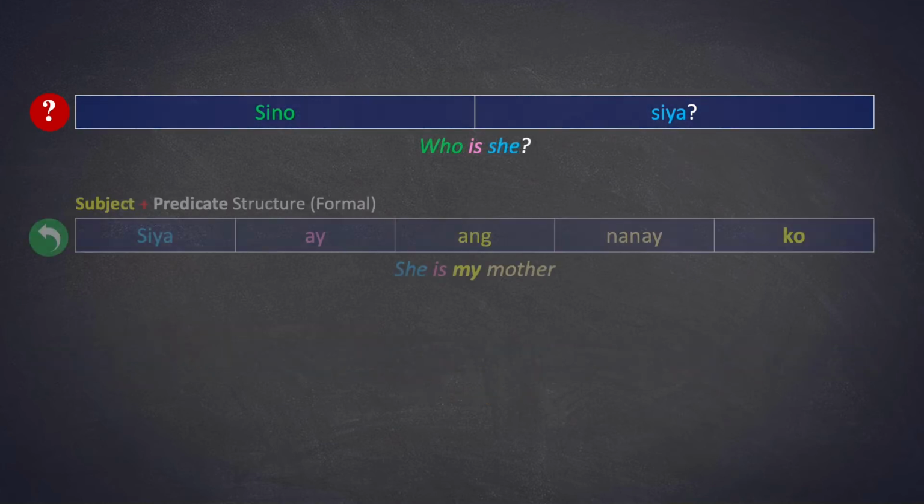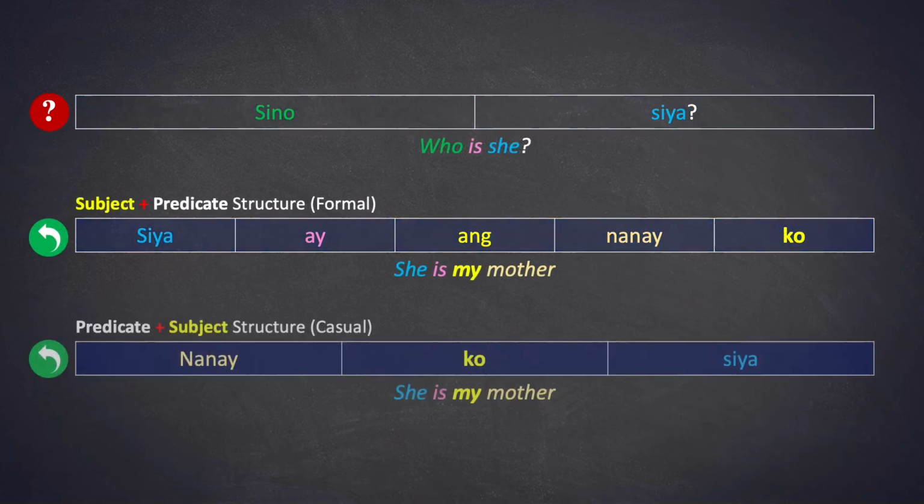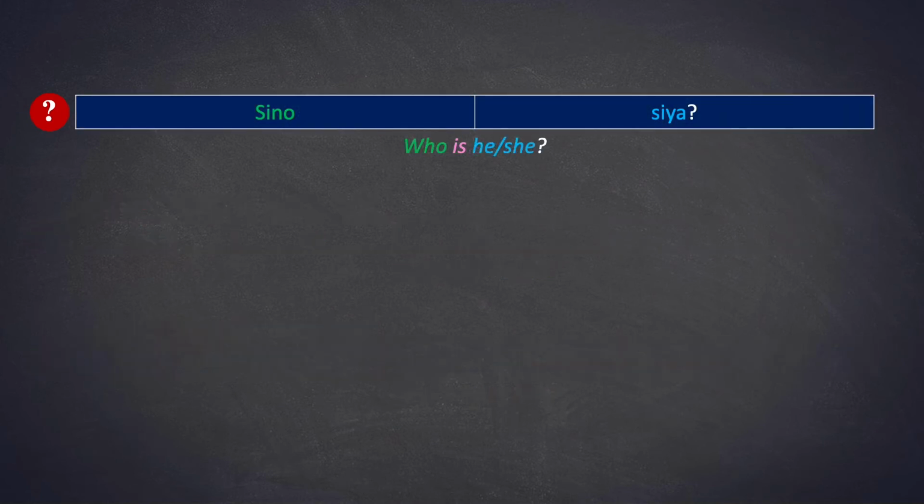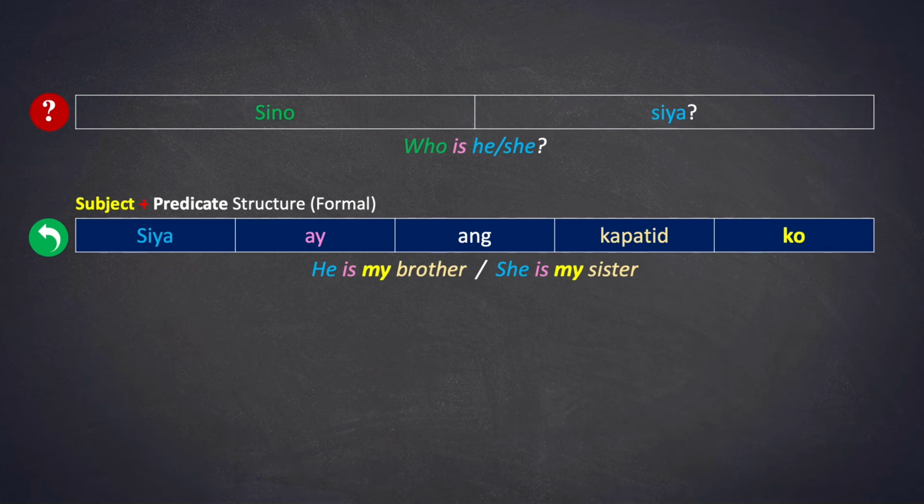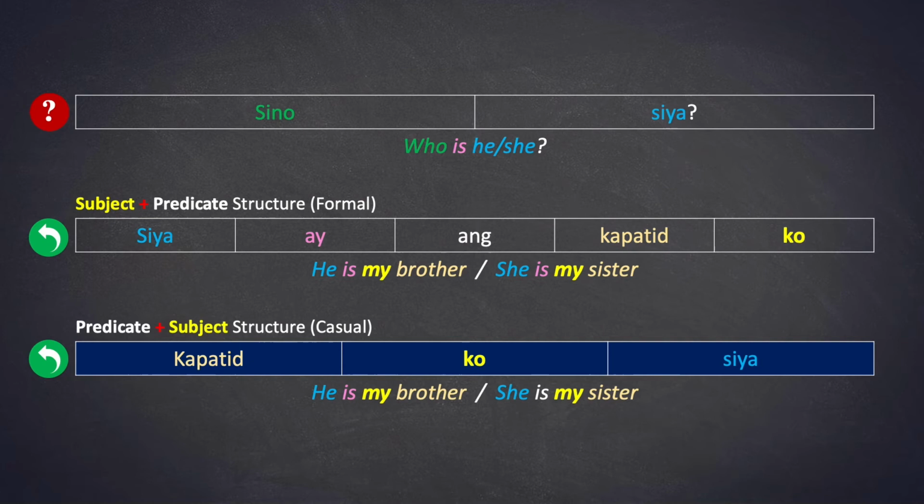Sino siya? Siya ay ang nanay ko. Nanay ko siya. She is my mother. Sino siya? Siya ay ang kapatid ko. Kapatid ko siya. He is my brother or she is my sister. Remember, kapatid is gender neutral.